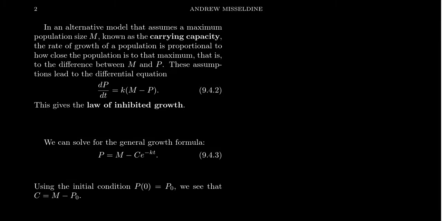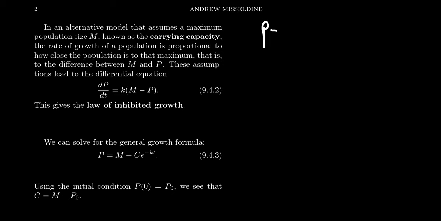Welcome back, everyone. What I want to do next is talk about an alternative model to the natural growth we saw in the previous video here. Now, as a model of population growth, natural growth is typically good only for a short amount of time. That is, that equation, P equals P naught e to the kt, works really only well when you don't have a really long time period.